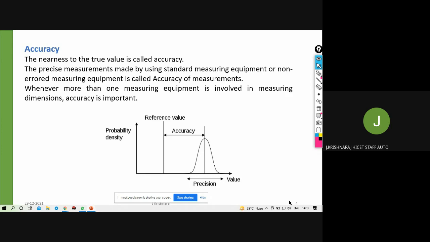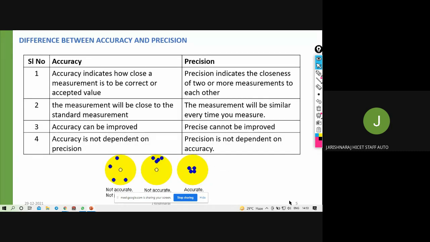When you are comparing these two, the difference between accuracy and precision, you can look at this diagram. In this diagram, the first one has a center circle, which is the exact value. You can imagine your own, say a 1 mm diameter. The 1 mm diameter is a standard value. The standard value is the center circle, and the blue circles are the measured values, where four measurements are taken.